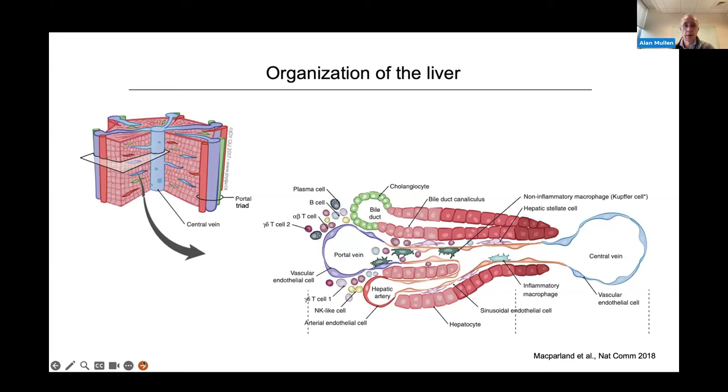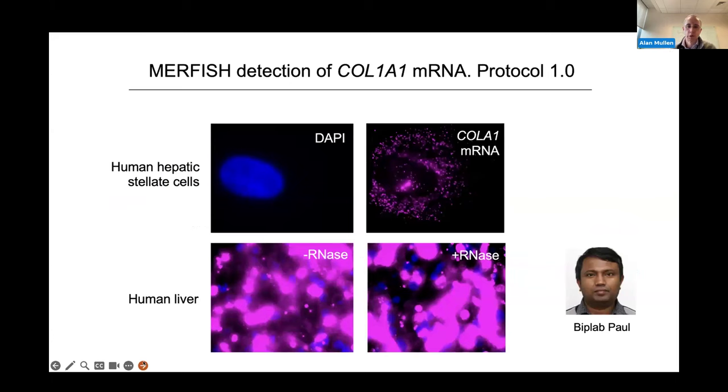There are certainly other cell types in the liver, just a few to mention. You will have endothelial cells that form the lining of the vessels of the sinusoids. There are immune cells, both macrophages called Kupffer cells and other resident macrophages, as well as larger immune populations, and hepatic stellate cells, and then cholangiocytes as well. What we wanted to make sure is that we could really capture that distribution using spatial transcriptomics.